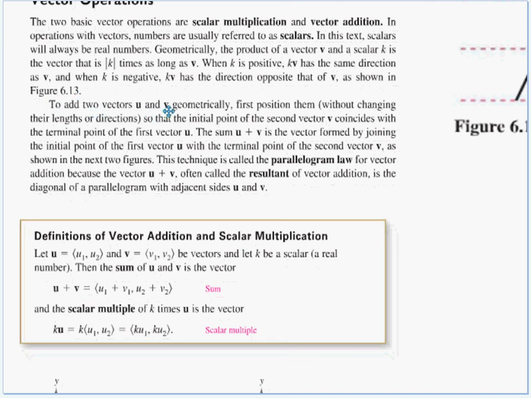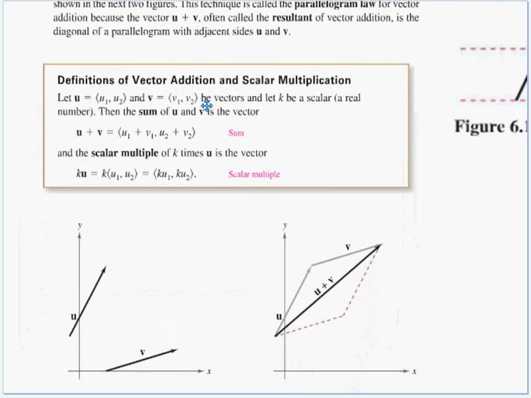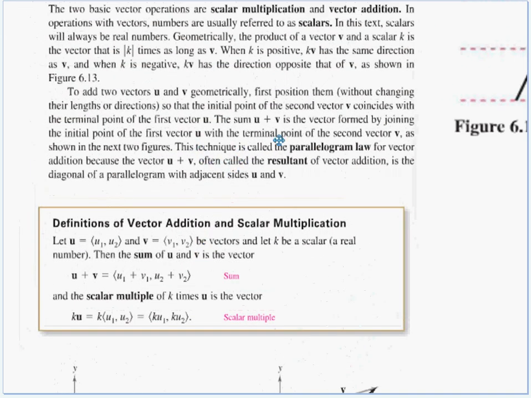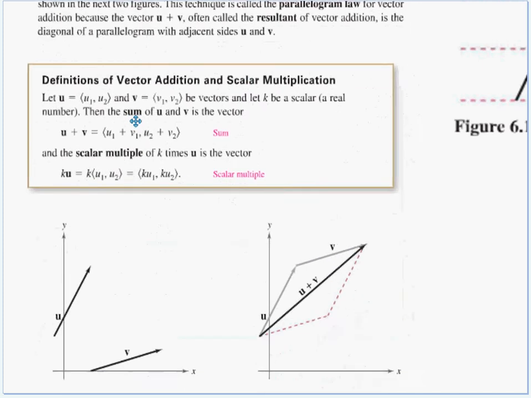To add two vectors u and v geometrically, first position them, without changing the lengths or direction, so that the initial point of the second vector v coincides with the terminal point of the first vector u. The sum u plus v is the vector formed by joining the initial point of that first vector with the terminal point of the second vector, as shown in the figure. The technique is called the parallelogram law for vector addition because that vector u plus v, often called the resultant of vector addition, is the diagonal of the parallelogram.